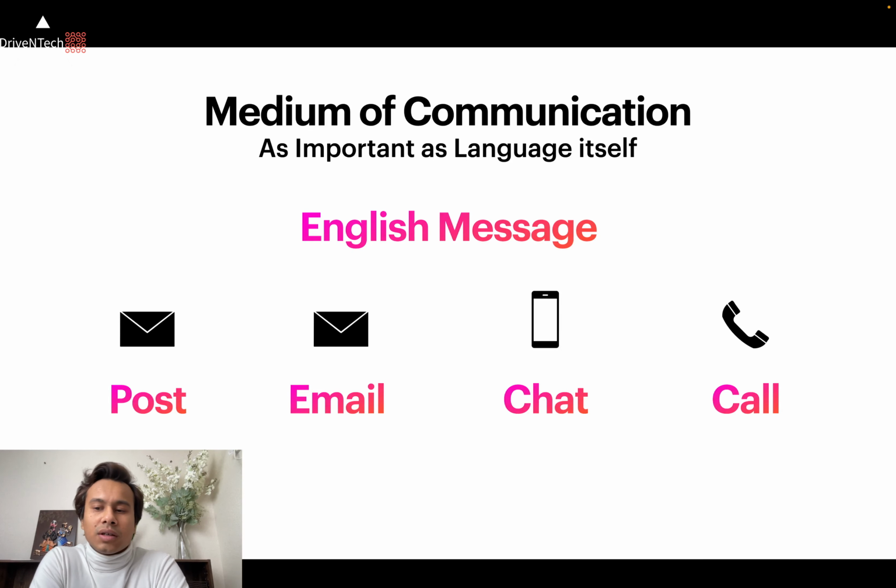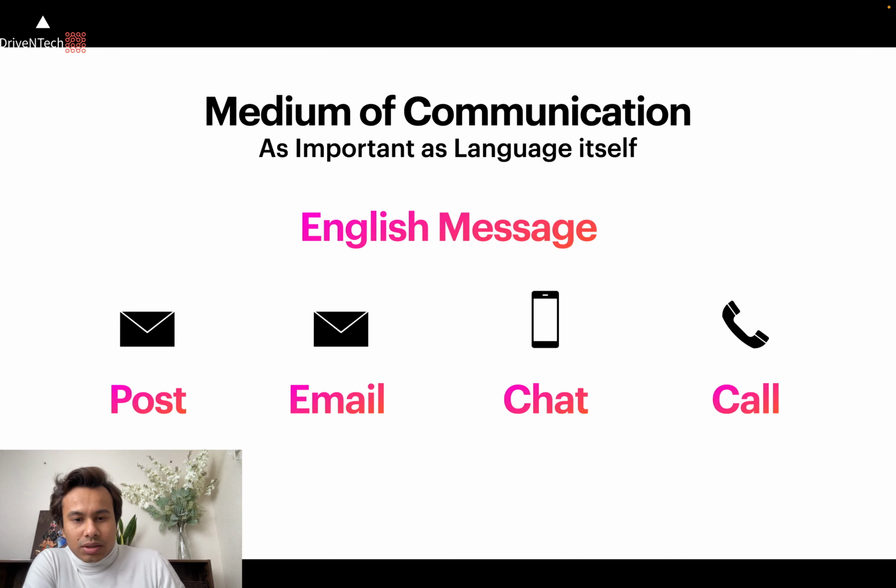All of these modes of communication have different properties. The post takes a long time. Email, you can receive it quickly, the response will be also quick. Chat will be almost instantaneous, and call will be like real time. I would say the best real time will be the audio call, that is real time communication. Immediately you are saying something and the other person is receiving, but the message is same.